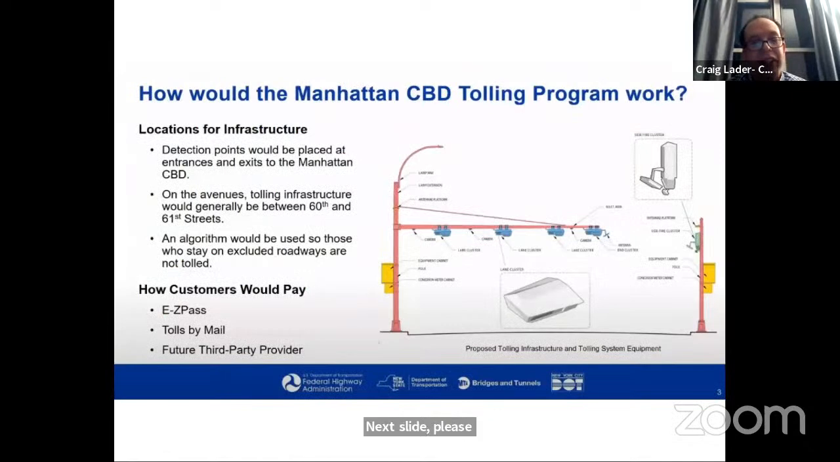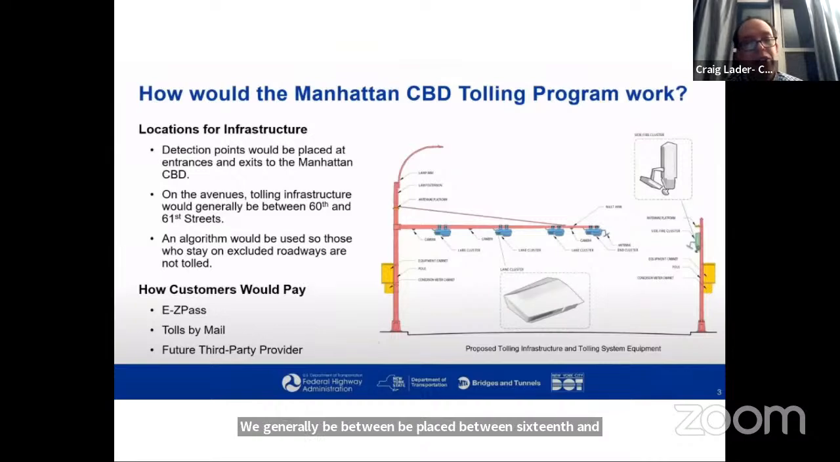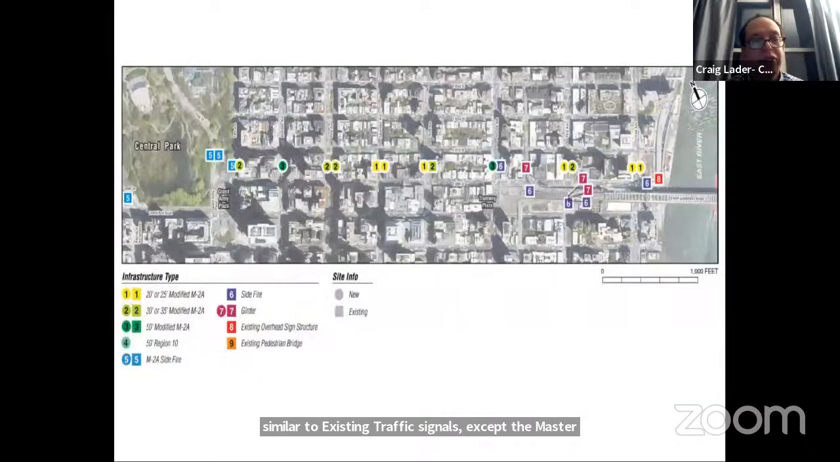So this is just a little visual depiction of what it's going to look like in terms of tolling infrastructure. On the avenues, the tolling infrastructure would generally be placed between 60th and 61st Streets. And as you can see, it looks very similar to existing traffic signals, except the mast arms have the cameras on it. Next slide, please.